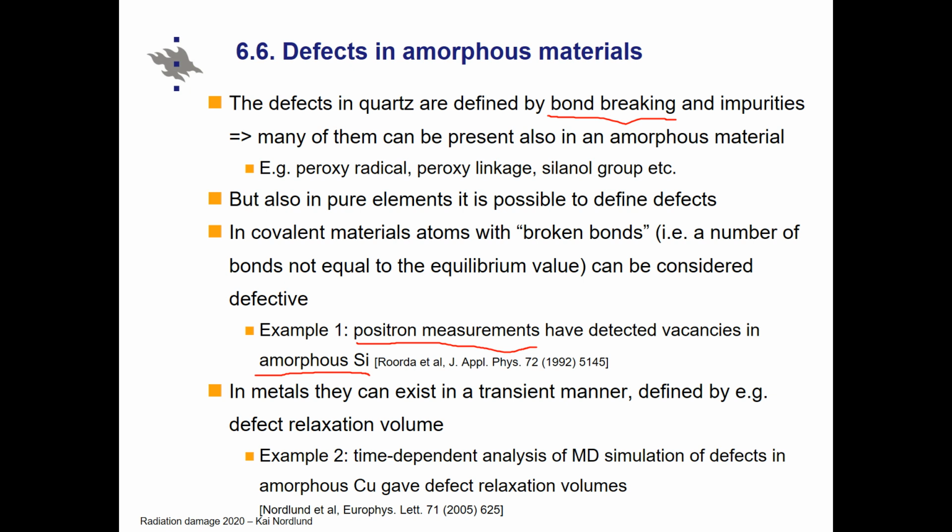A bit more specialized topic is that also in metals, even though you really don't have covalent bonds and the number of bonds is not so well defined, one can have defects in a transient manner, characterized by the defect relaxation volume. So there have been a number of computer simulations which have studied time-dependent analysis of defects in amorphous copper, which gave defect relaxation volumes. This is just one example reference of work in that character.